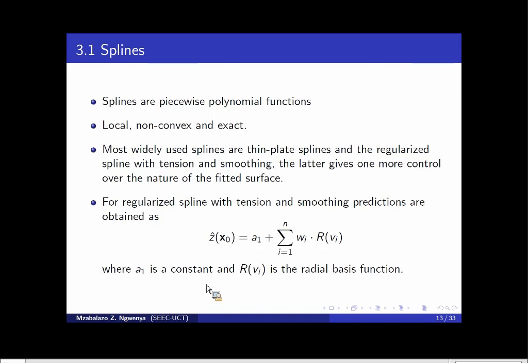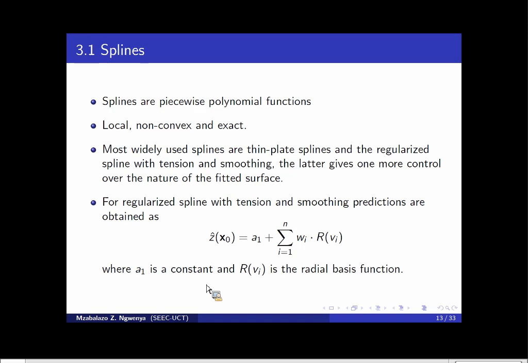We've got a method slightly more sophisticated than the IDW. Remember, in our IDW, we're taking our weights simply as an inverse function of the distance between your samples and your unsampled location. Here, we've got a little bit more complex estimator. So that's our estimator over there. But before we get to that, let's note the basics about splines. So splines are just polynomial functions, which are local, non-convex, and exact interpolators. You know what's the meaning of that?